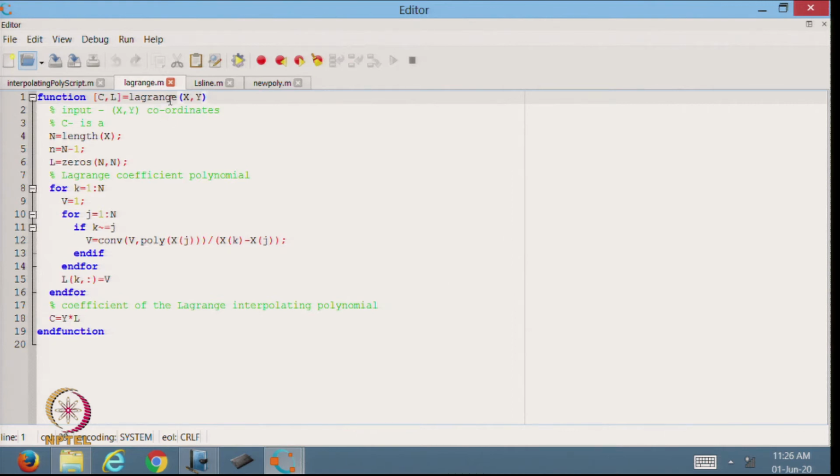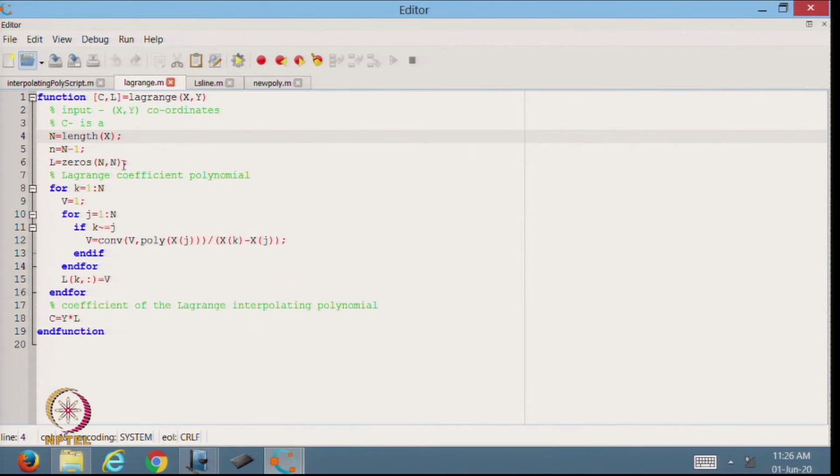So, I will call it the Lagrange, and in this case the input value is x and y and the output is C and L. So, what is the L? L is the Lagrangian coefficient I know, and C is the coefficient of the polynomial. Now, in this case I will take the length. It gives me the length of the x. So, I call it capital N, and small n will be capital N minus 1. So, I call it small n. Now, the L is zeros I take, that is of n cross n.